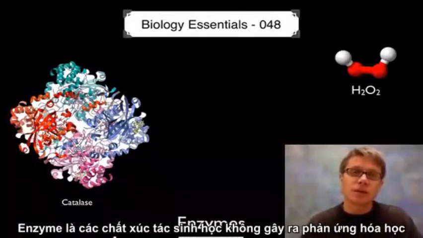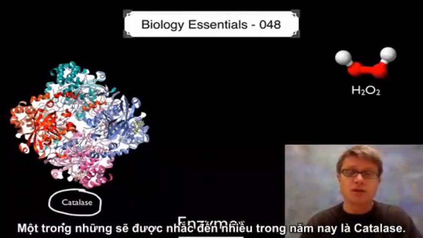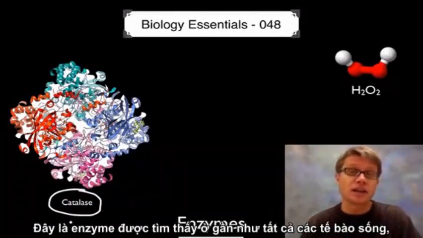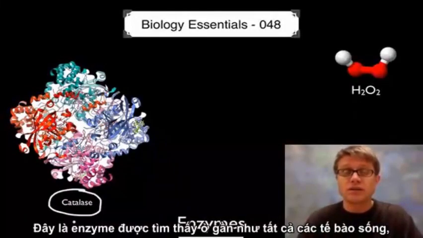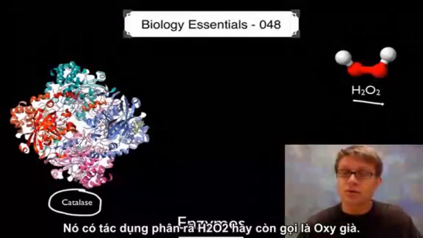Enzymes, remember, are chemicals that aren't consumed in a reaction but can speed up a reaction. One of the major ones we'll talk about this year in AP Bio is called Catalase. Catalase is an enzyme. It's found in almost all living cells, especially eukaryotic cells. But what it does is it breaks down hydrogen peroxide.